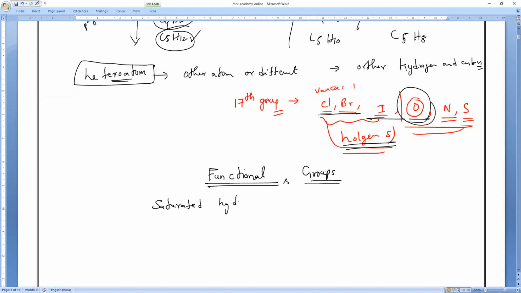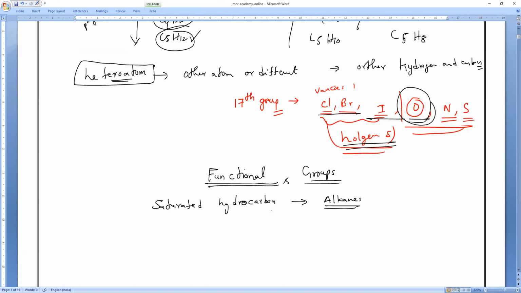Saturated hydrocarbons means what actually? Alkanes, alkenes, or alkynes, Mr. Aswin? Saturated hydrocarbons means we are going to talk only about alkanes. Never bother about alkenes and alkynes. They are not at all going to ask anything related to alkenes and alkynes. So we only have alkanes.